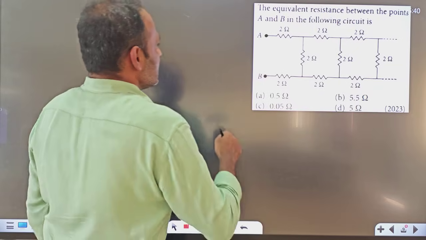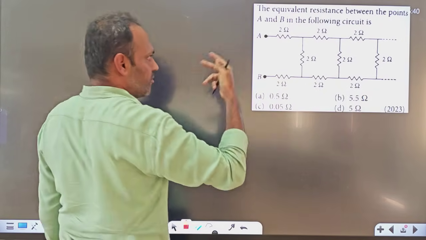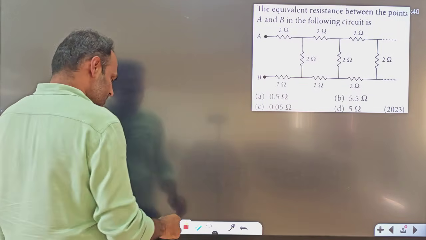So here we are having three resistors, and the same combination of three resistors has been connected, copy pasted up till infinity. So we have to find out the equivalent resistance.